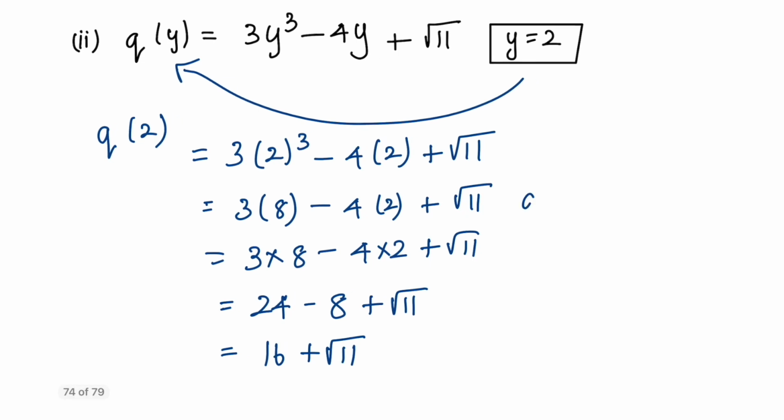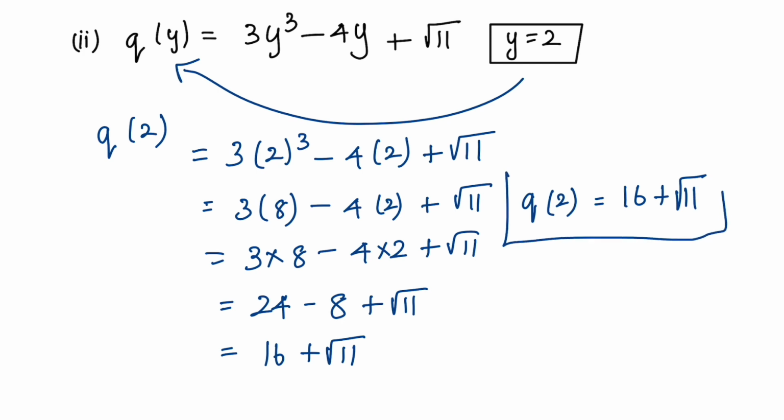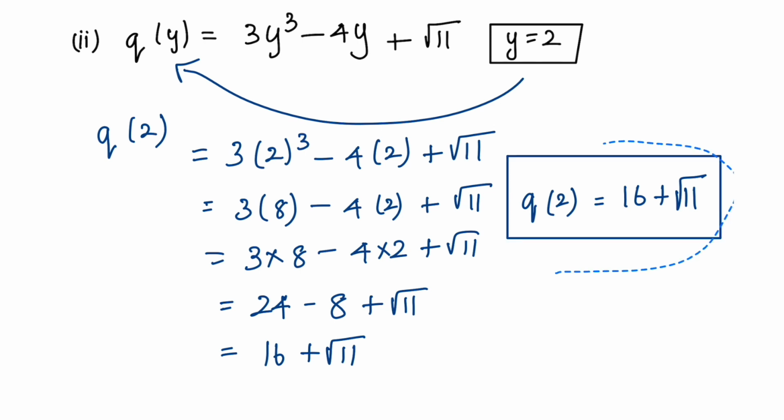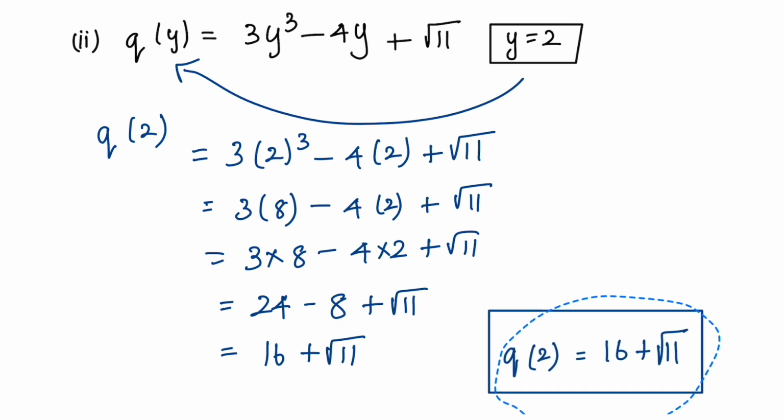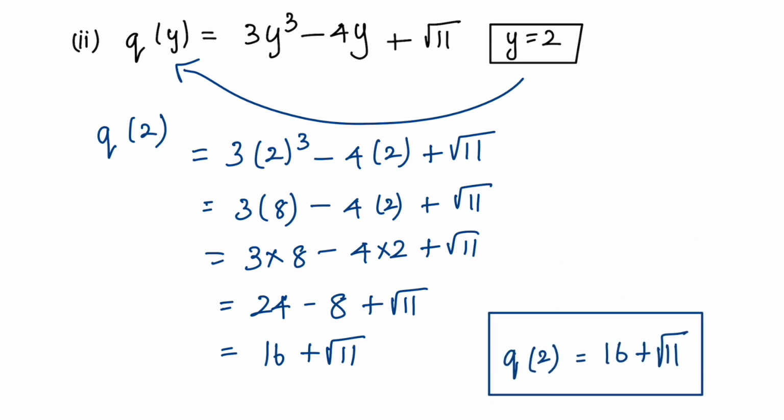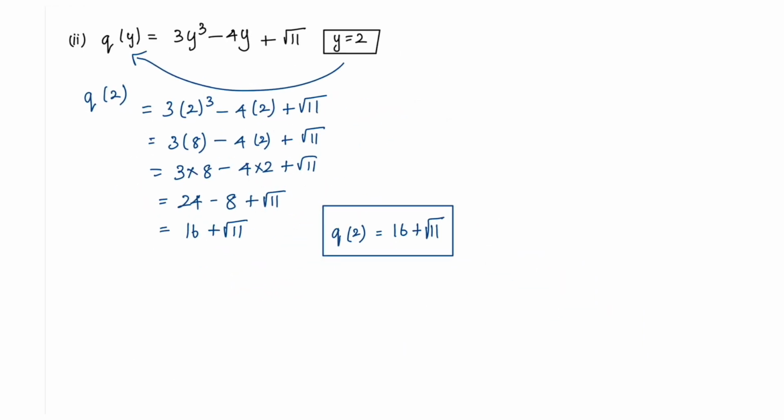Okay, so Q of 2 is equal to 16 plus root 11. Sorry, it's root 11. Okay, so I hope you got it. It's very simple, it's very straightforward. There is nothing complicated here. You are just going to apply the value in this equation, and that gives you the answer to this question. Okay, with that we have finished the second subdivision.